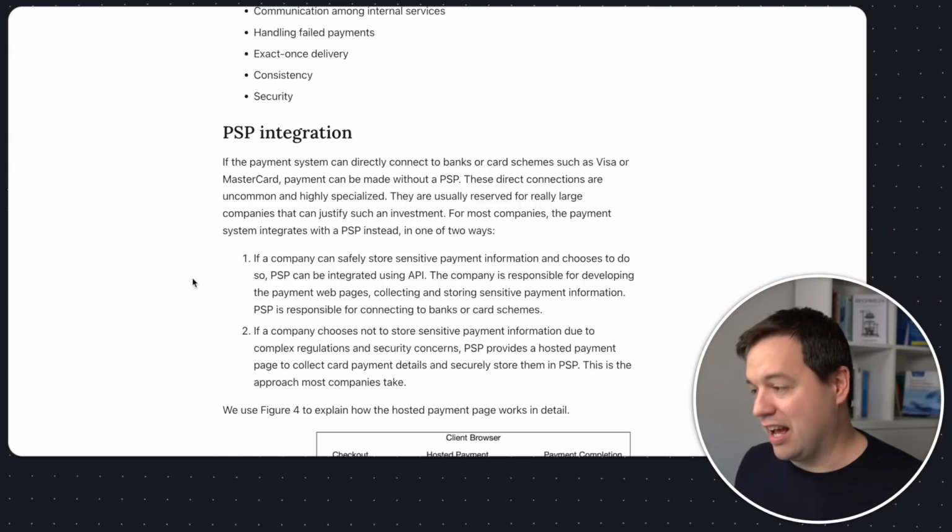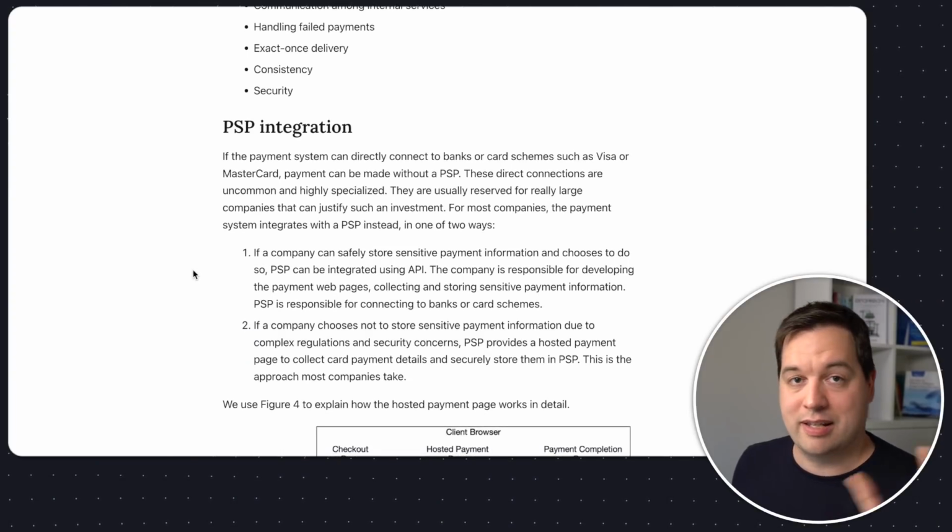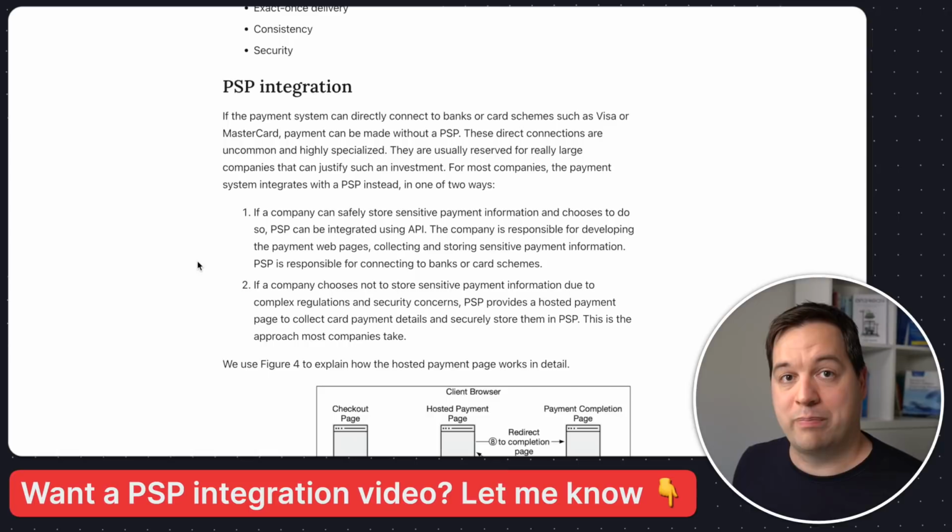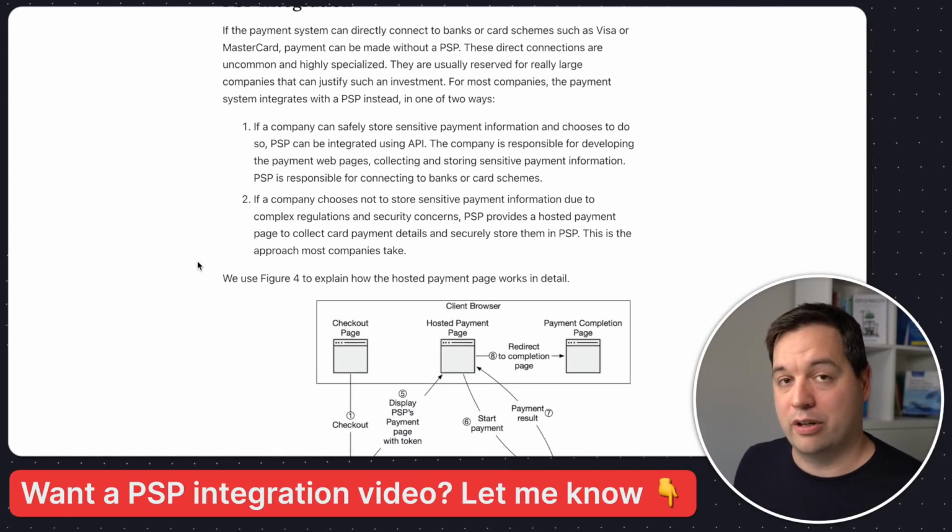So the cool thing about this book is that in every chapter, it does go into these specific areas. And I'm going to skip through PSP integration because I could just talk about this a lot. Again, this is what my team did at Uber for a very long time, and what I did as well. So yeah, let's jump into the reconciliation section.